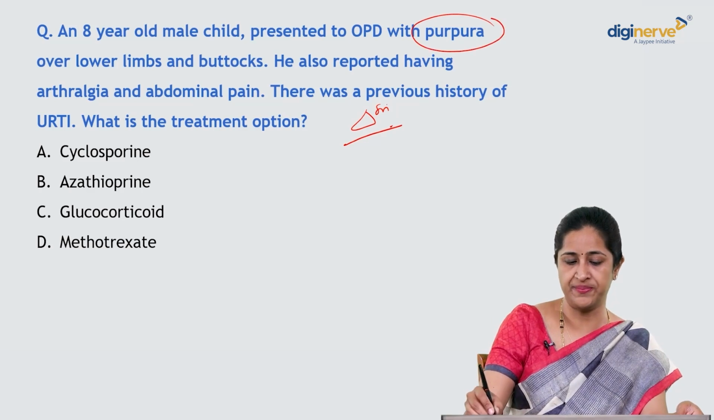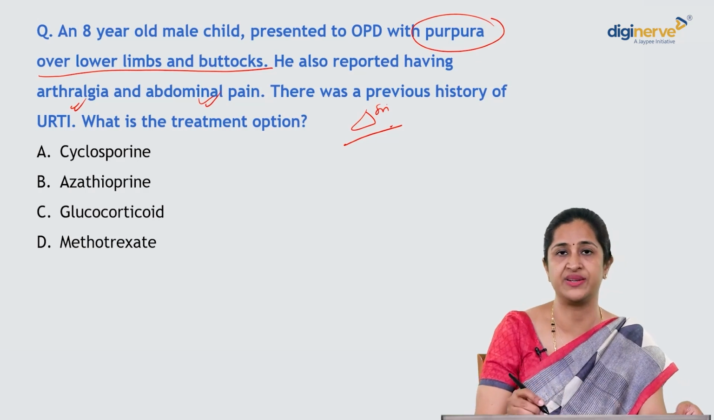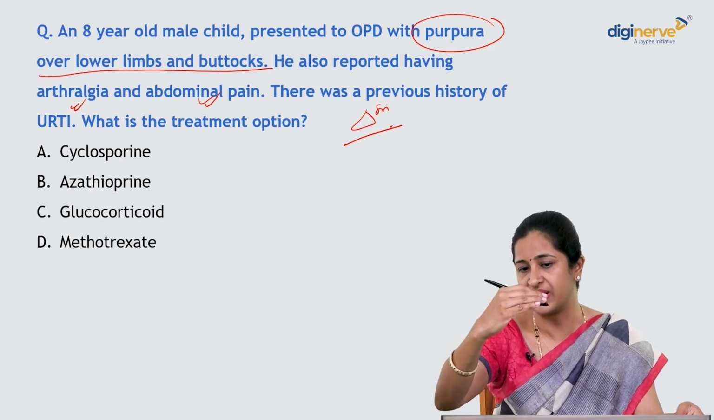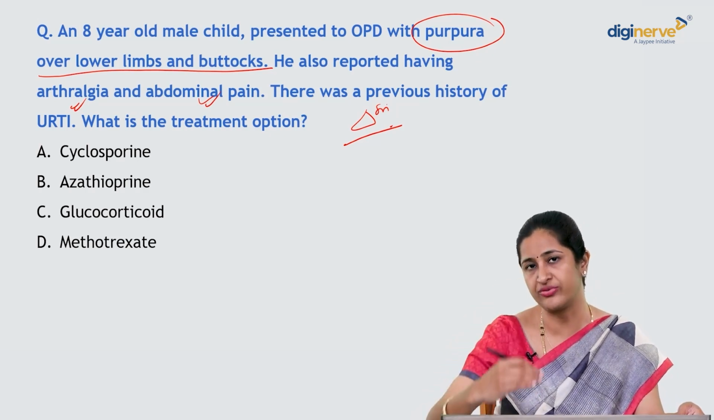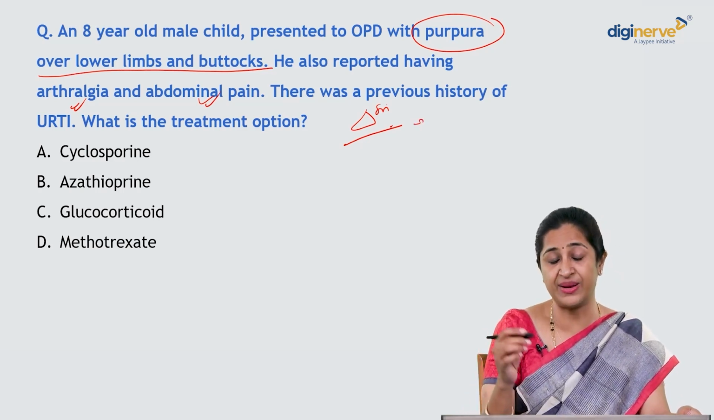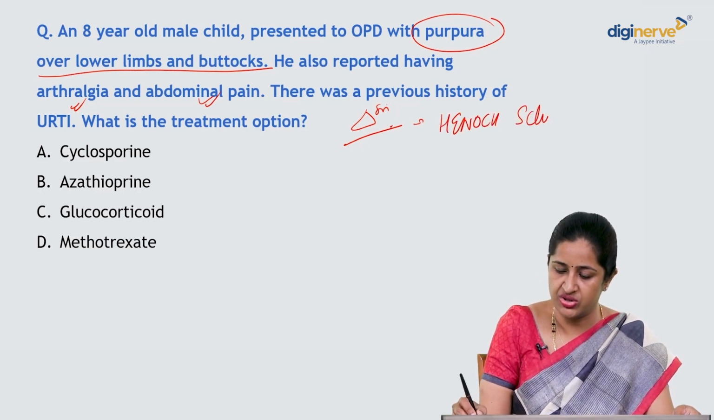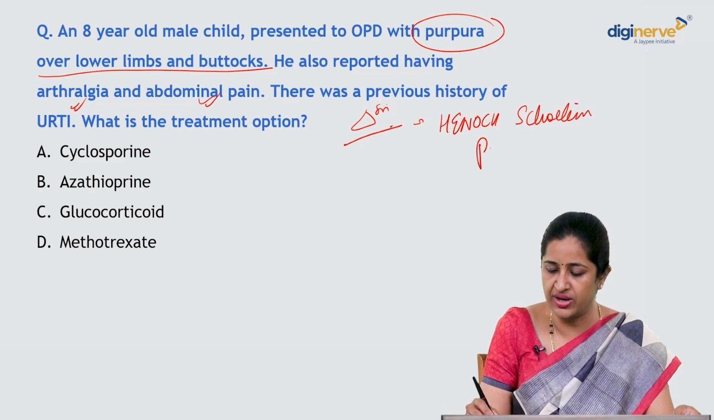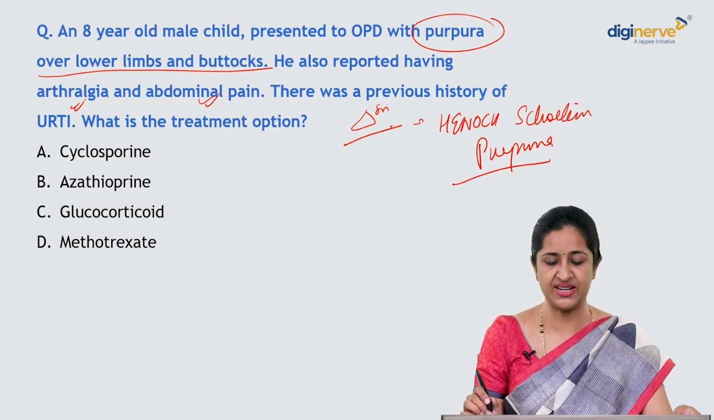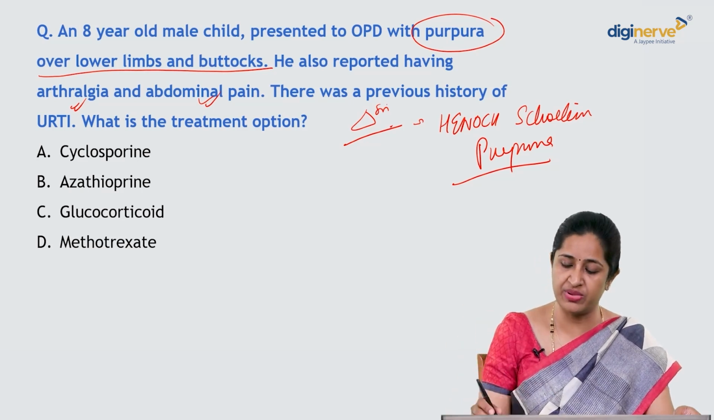You have purpura, classically over the lower limbs and buttocks with abdominal pain and arthralgia. This kind of distribution, where you will have the purpura over the buttocks, mostly over the posterior surfaces of the lower limbs, including the anterior surface in the shins, is classical with abdominal pain and arthralgia of Henoch-Schönlein purpura, HSP. So in this condition, you will have a previous history of upper respiratory infection also. How will you treat Henoch-Schönlein purpura?